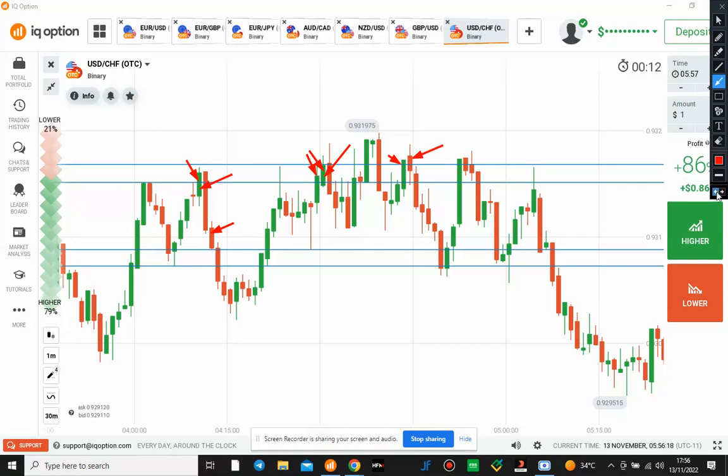A spinning top candle. A spinning top candle is a sign of reversal. But if you are not satisfied with this sign of reversal, then you combine the three candles together. That will give you an evening star pattern. This candle and this candle and this candle give you an evening star pattern.